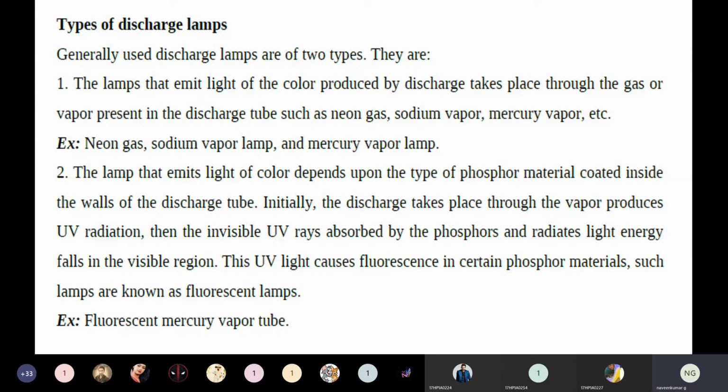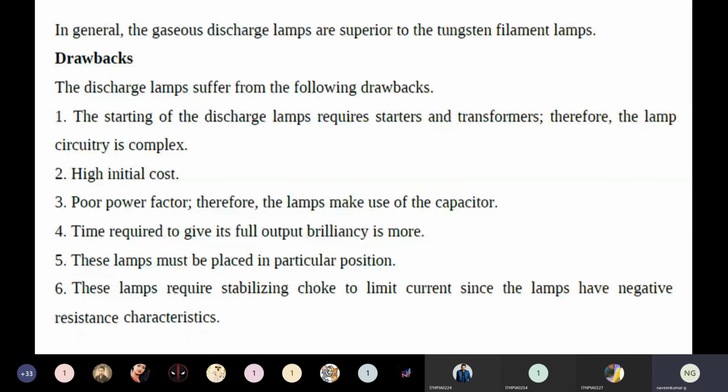So this UV light causes fluorescence in certain phosphor materials. Such lamps are known as fluorescent lamps. An example is a fluorescent mercury vapor tube. And among discharge lamps, we have got types: neon vapor discharge lamp, sodium vapor discharge lamp, mercury vapor discharge lamp. For us, we are going to restrict ourselves to the sodium vapor lamp and the mercury vapor lamp.